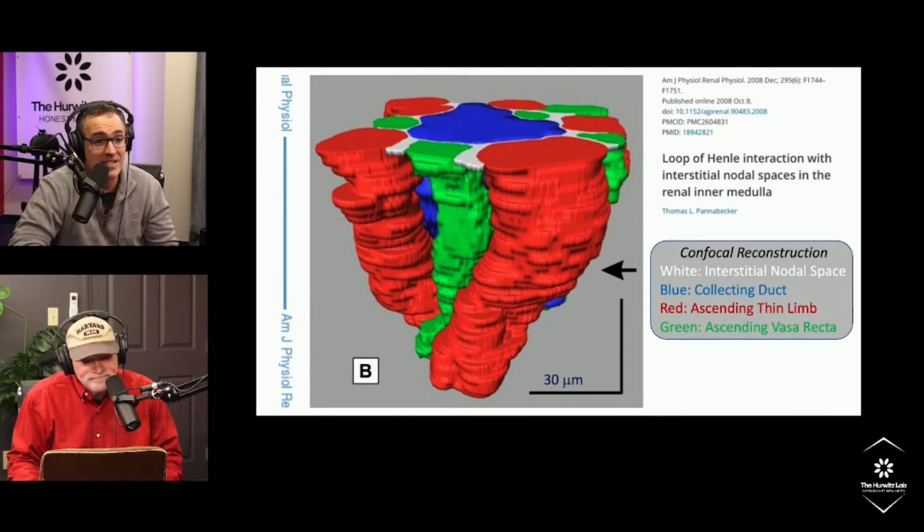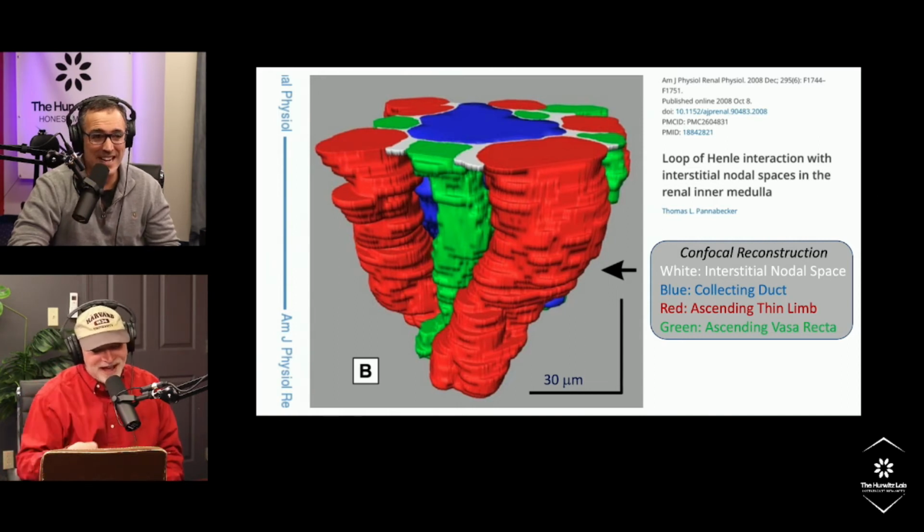And then you have the ascending thin limb and the ascending vasa recta flowing in the opposite direction. Yeah, it's countercurrent. So you've got a couple of countercurrent systems here. Exactly. And that interstitium is tiny, coming to a point. Right. It's tiny.